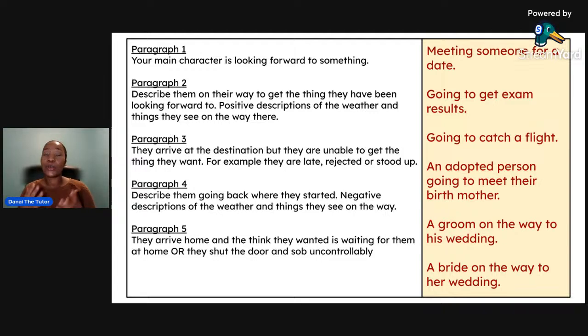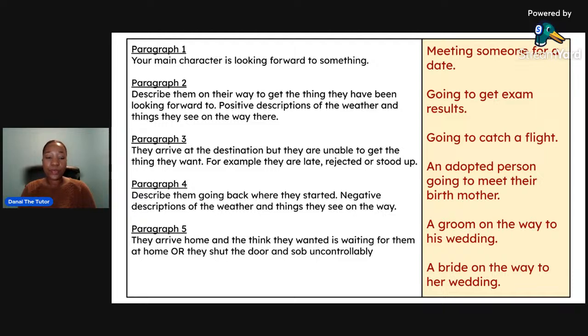So a wedding is a good one, okay, because it's highly emotive. Or a bride on their way to her wedding. So these are simple scenarios that just start to get you thinking about what your story will be about.